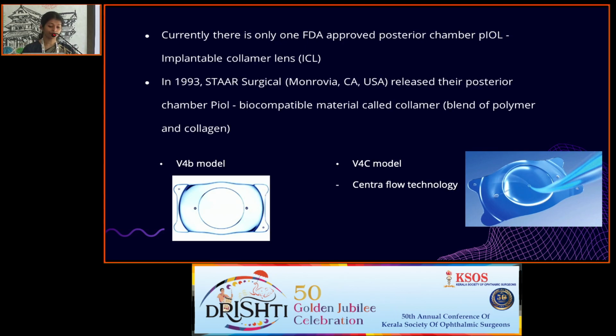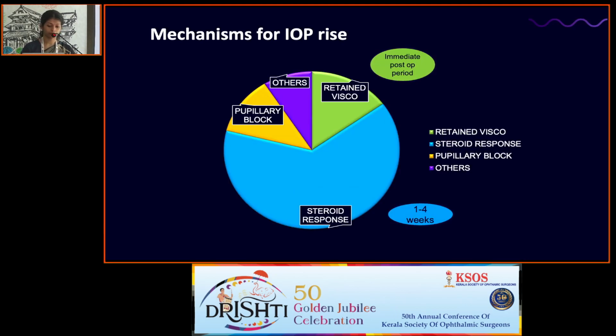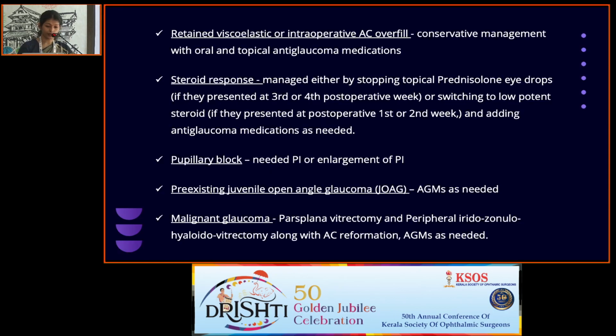But the latest V4C model has CentraFlow technology, which has a 0.36 millimeter central aperture called the KS-AquaPORT for the flow of aqueous, which prevents pupillary block. Hence, peripheral iridotomy is not needed in this lens model. The mechanisms of IOP rise reported include steroid response, retained visco, pupillary block, etc.